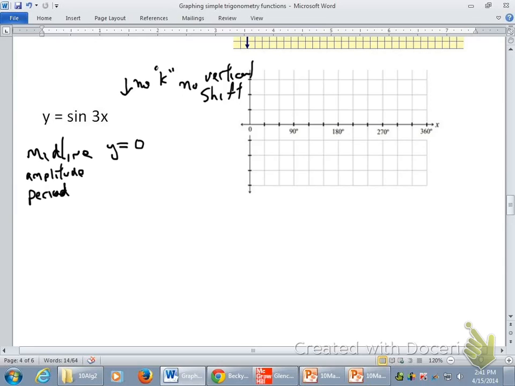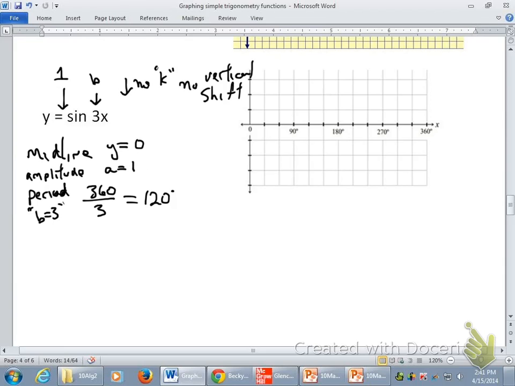Amplitude is 1, because right here in front, there's a 1. So the amplitude is 1. So this is basically a normal graph, right? The period has changed. This 3 represents the letter B, right? So the period is going to be 360 divided by 3. I forgot to mention that B was 3. And that is 120, which means this graph has to start and stop in 120 degrees.